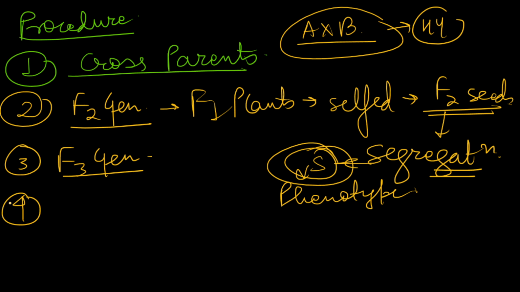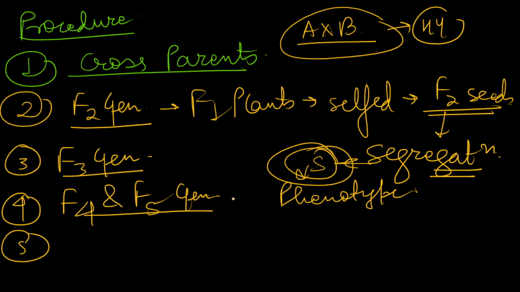The next step is the F4 and F5 generations. As it continues from F4 to F5, due to this further selection, these lines become more homozygous and uniform, and we have to keep a pedigree record to track the lineage, the line of ancestry. Because in the F4 and F5 generations we will get homozygous and uniform plants, we have to track which lineage they are coming from.